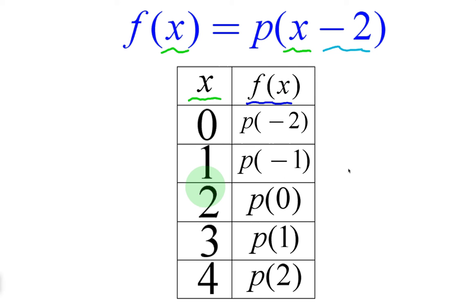That's it for this video. Next up, we're going to take a look at larger horizontal shifts to the right. So we're going to do negative 5, negative 7, stuff like that.